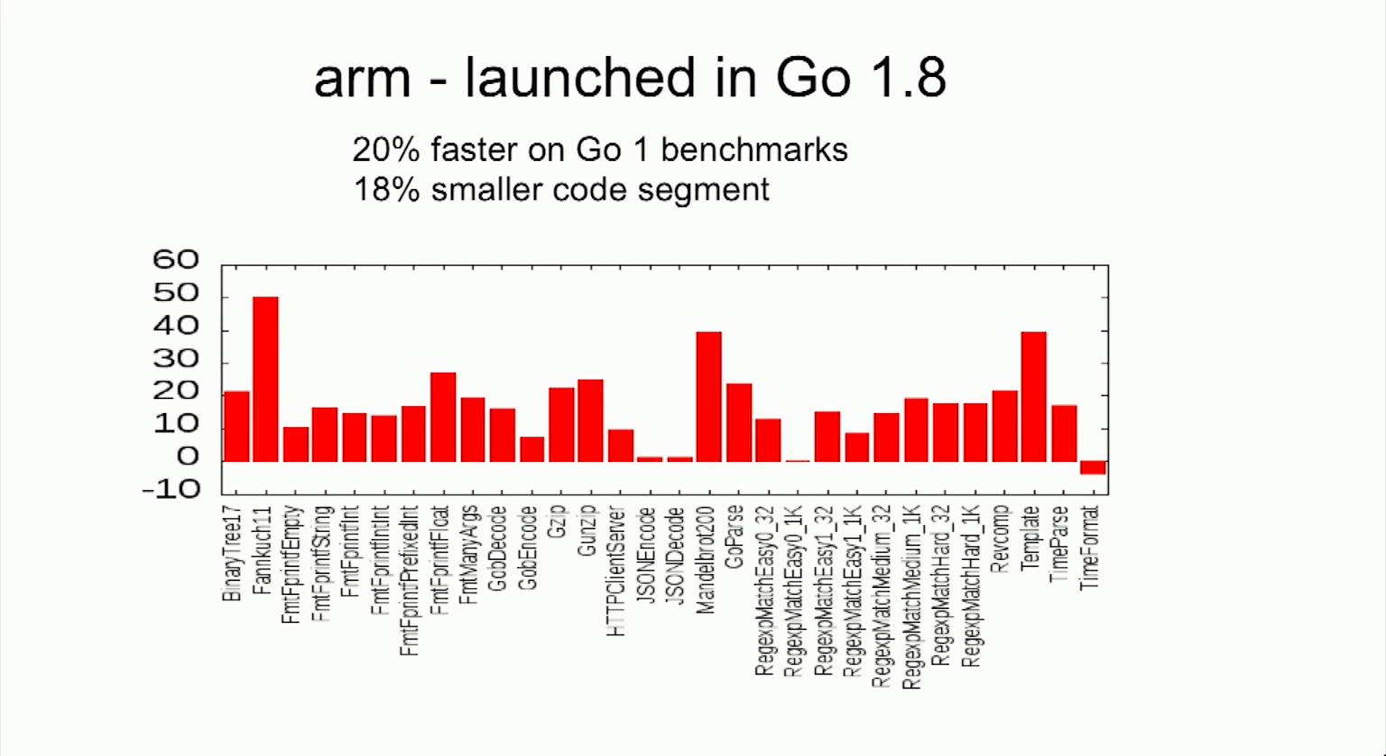The speedups are even better on ARM. So the ARM compiler, which launched in Go 1.8, we make the average program 20% faster and use 18% less code. And you can see from the distribution of benchmarks here that some of them get up to 50% faster. That's like a factor of 2 faster in runtime than using the old compiler.